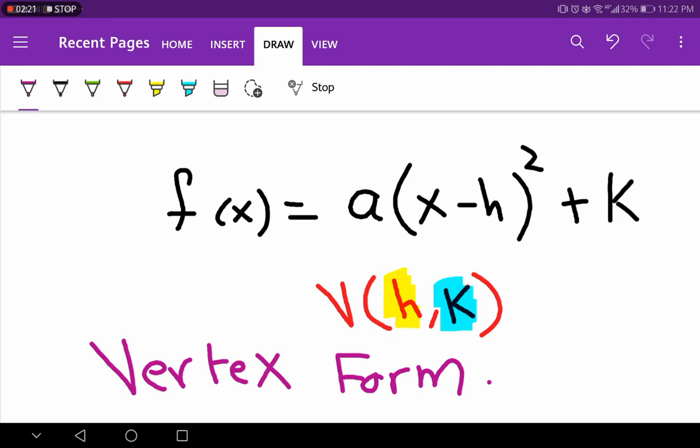Okay, so what we learned from this part, we learned that h lets the graph move left or right, and k lets the graph move up or down. Okay, let us start.